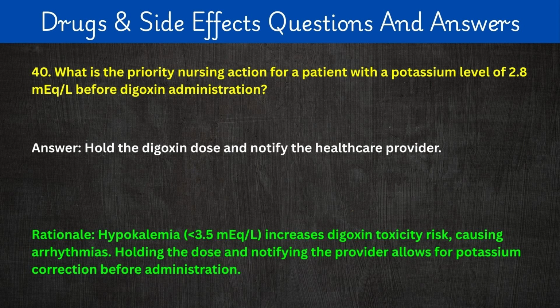40. What is the priority nursing action for a patient with a potassium level of 2.8 milliequivalent/L before digoxin administration? Answer: Hold the digoxin dose and notify the healthcare provider. Rationale: hypokalemia increases digoxin toxicity risk, causing arrhythmias. Holding the dose and notifying the provider allows for potassium correction before administration.